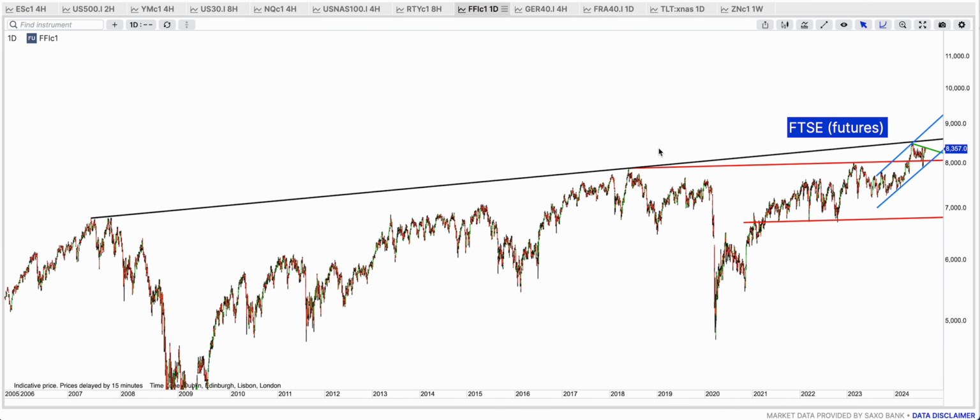FTSE: this is the high of 2018, high of 2022. This is the high of 2023. We broke it at 8,050, and just recently we came down for a backtest. Then it found the low at the blue bottom band. The target is still this black potential resistance. This is a high of 2007.